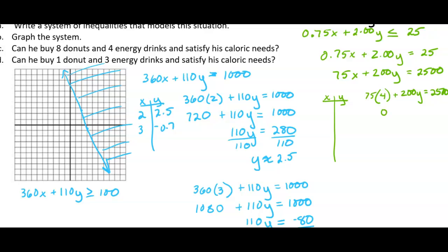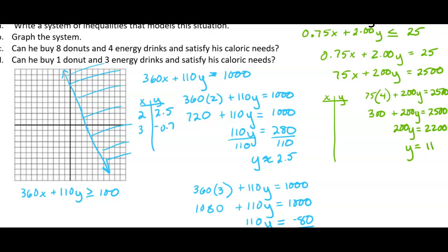So that's going to be 3,000. Why do I think I have too many zeros there? Yeah, because I do. Okay, I meant 300. 300 plus 200y equals 2,500. We're not used to these numbers being so large like this. Equals 2,200. And so y equals 11.